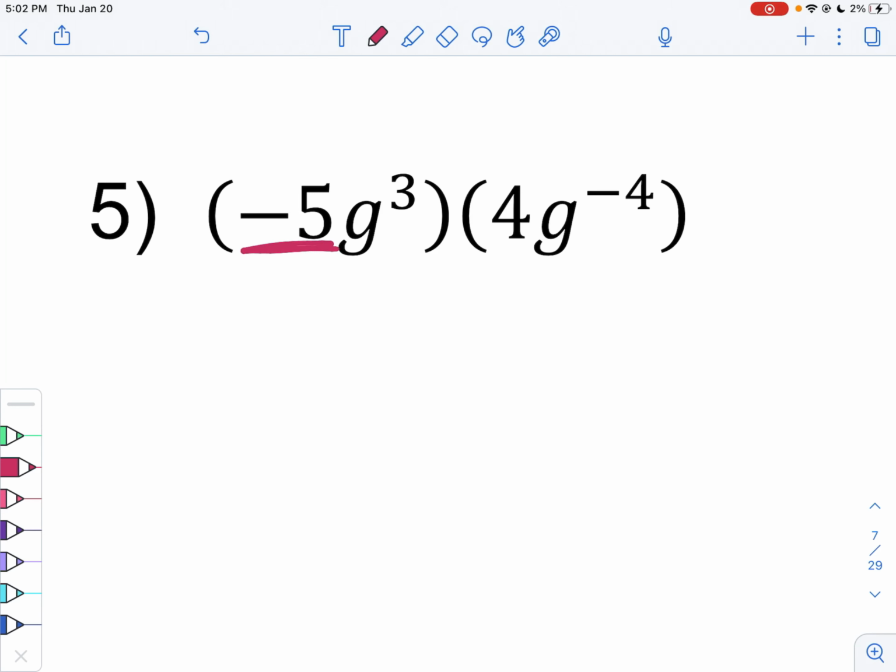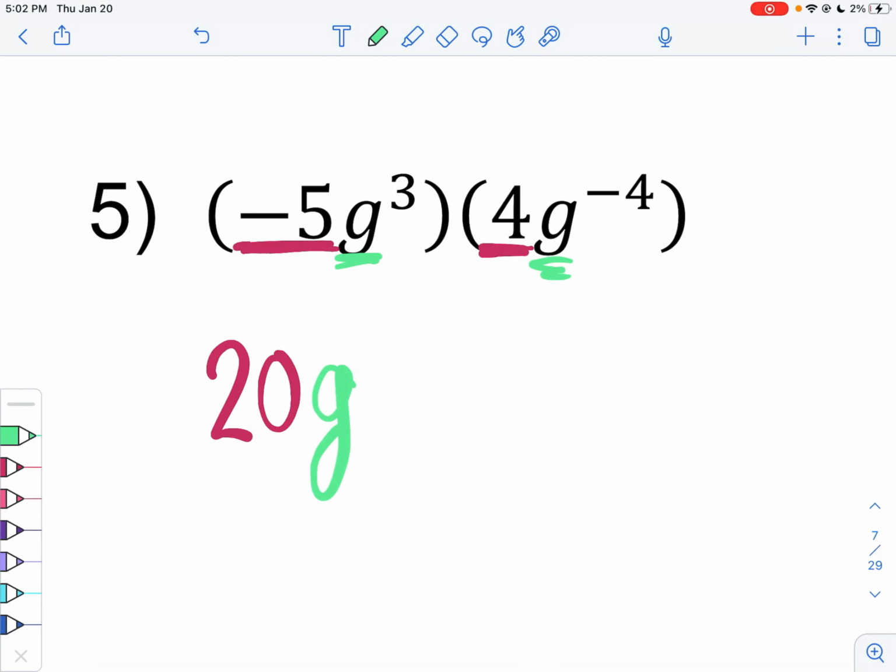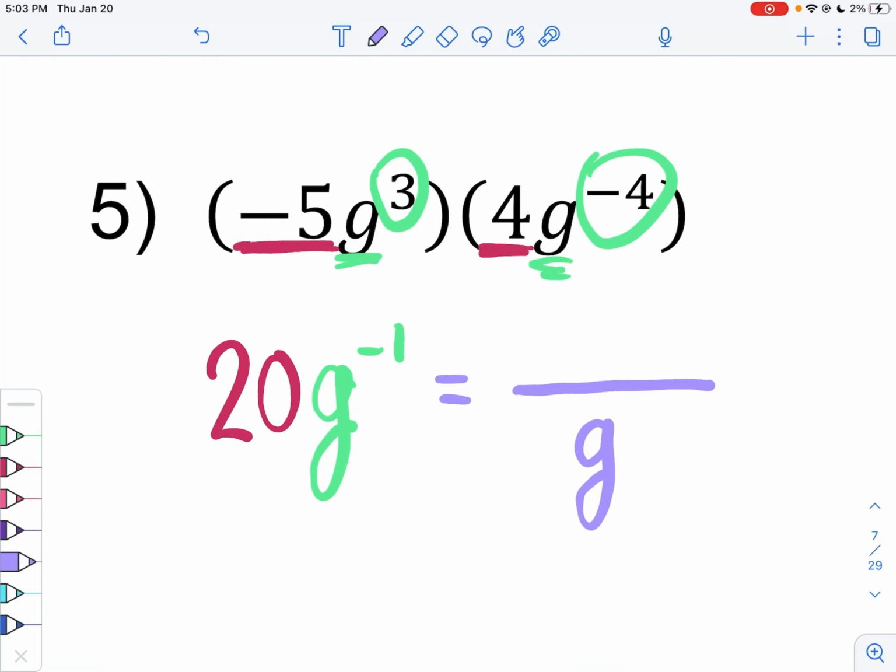Okay, again, we're going to start by multiplying our coefficients. So negative 5 times 4 gives you 20. Then we have our like bases of g, and we're going to add those exponents. So we get negative 1. We don't want to leave that negative in the problem, so let's make a fraction. The only thing that's being raised to the negative power is the g, so that's the only thing that moves down, which means the 20 stays up top. Now you can put g to the 1st power, or you can just put g.